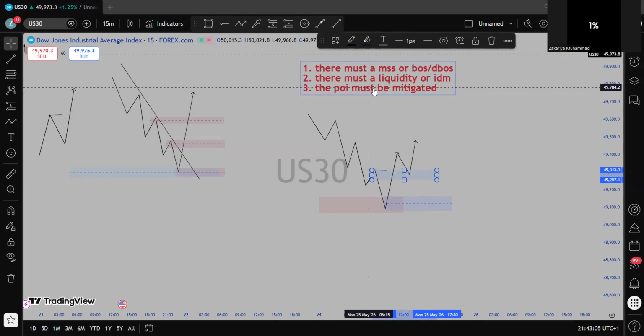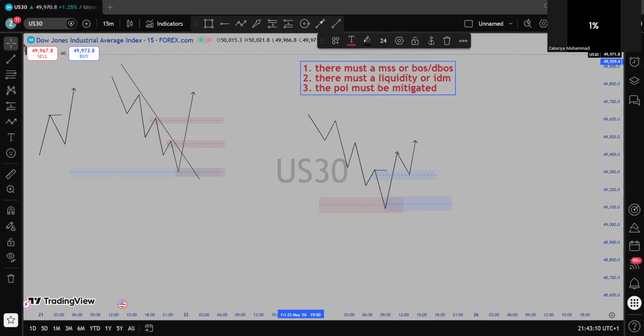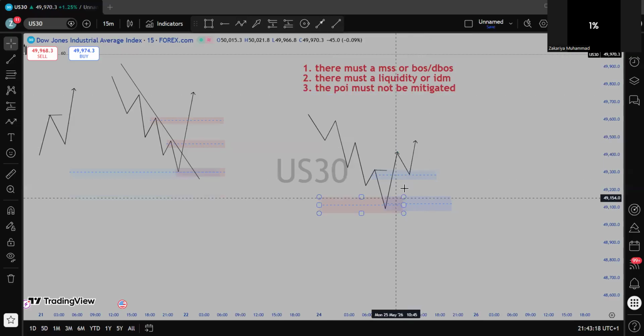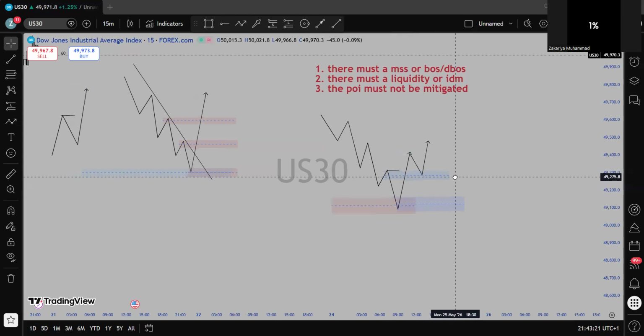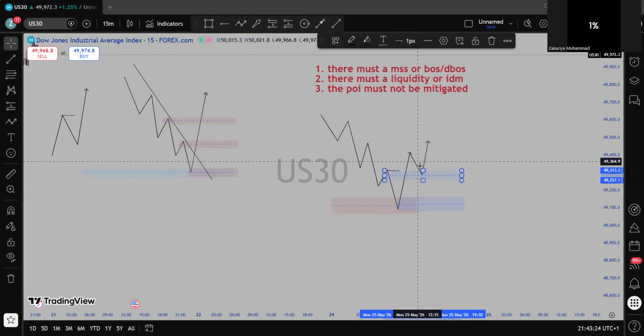So the point of interest must not be mitigated. Sorry. Must not be mitigated. That means your point of interest to choose from must not be mitigated. When the market gives you an inducement liquidity, this inducement liquidity must not touch any of these zones. If your inducement touches any of these zones, it is automatically invalid. You're not going to use it. The zone is automatically invalid. You're not going to use it.